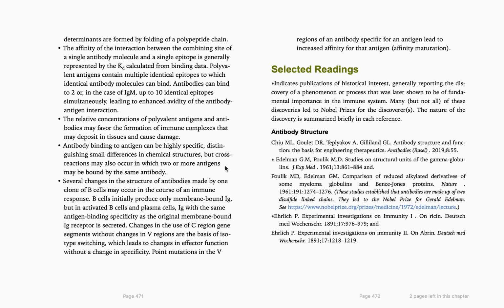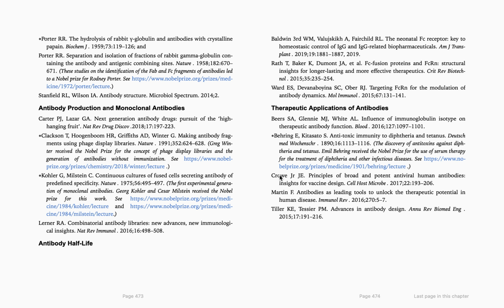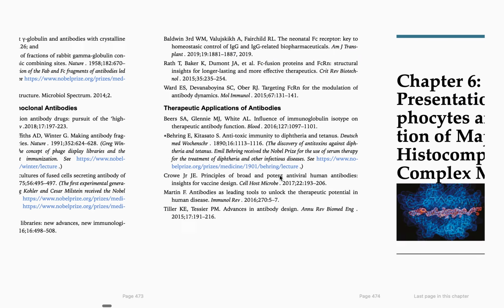So these are selected readings, indicating publications of historical interest, generally reporting the discovery of a phenomenon or process that was later shown to be fundamental. Many, but not all, of these discoveries led to Nobel Prizes. The nature of each discovery is summarized briefly in each reference. So you will see these are the discoveries that shed light on immunology and are important for us to remember.